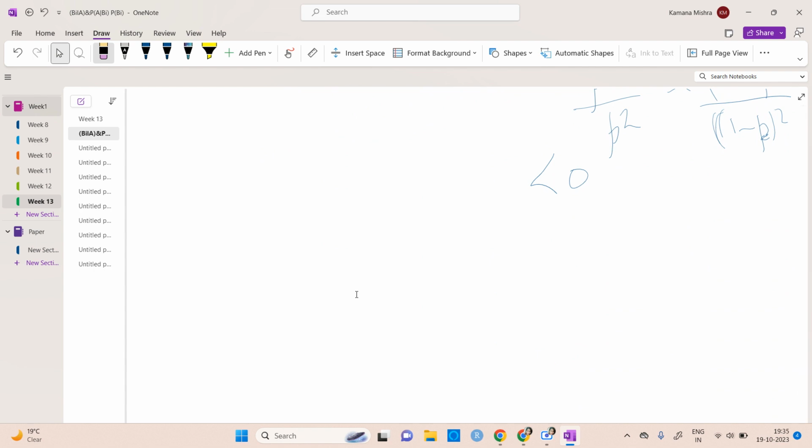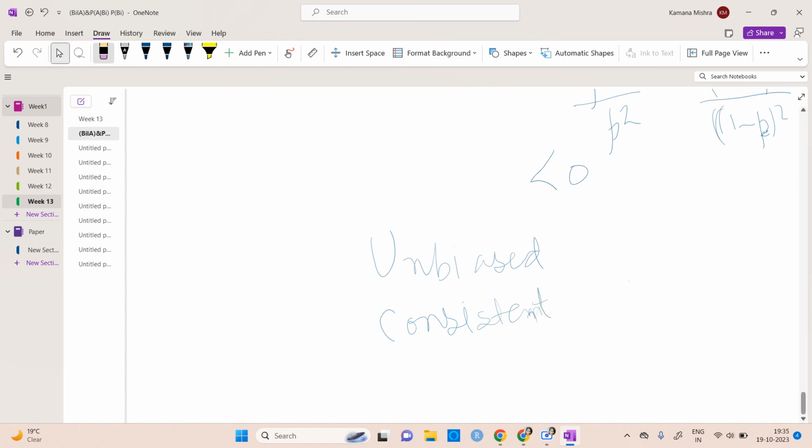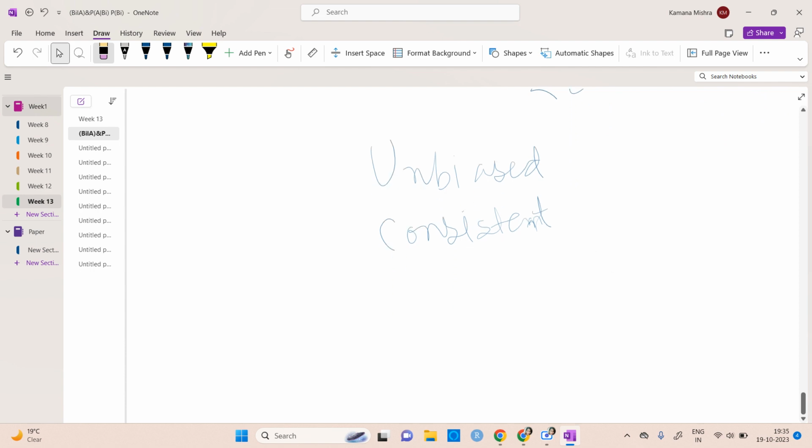Okay. And then there are different methods to find. Okay, I think I have missed this point. So there is unbiased estimator, consistent estimator, and then sufficient statistic, and then complete statistic, that also you need to go through. And then there is interval estimation. So I have some questions here over interval estimation. And then there is hypothesis testing.